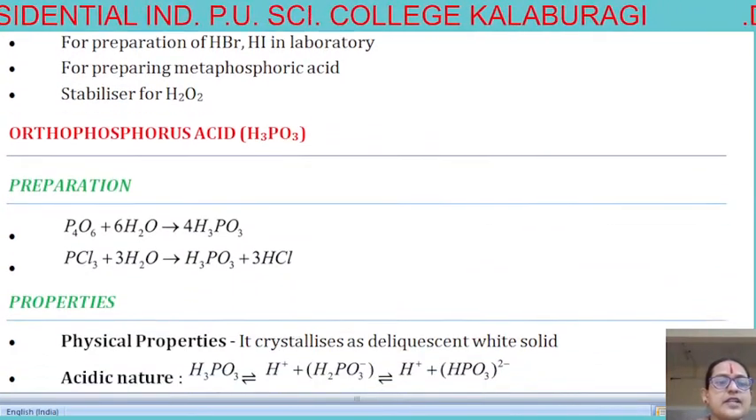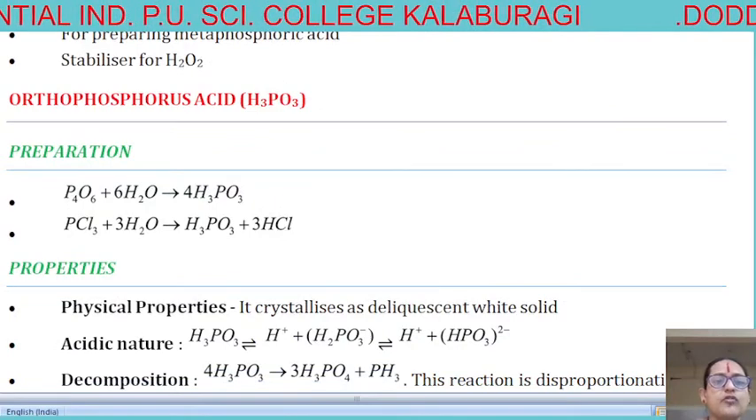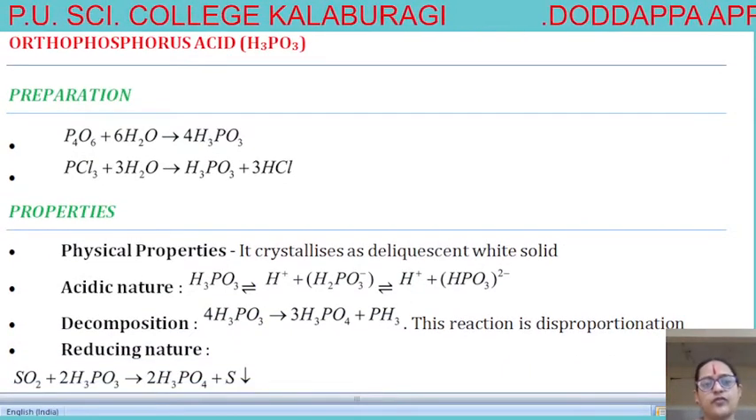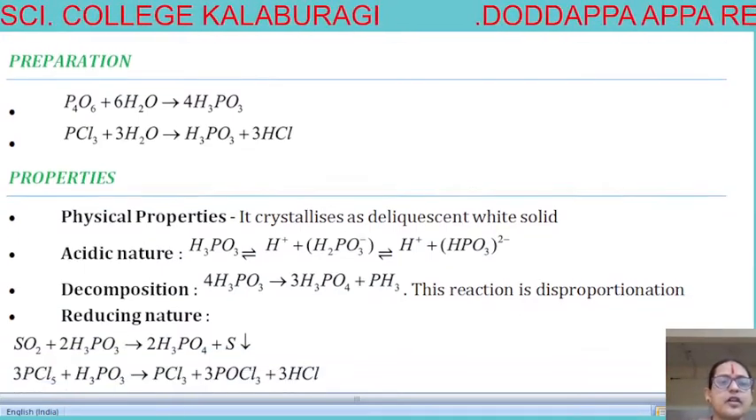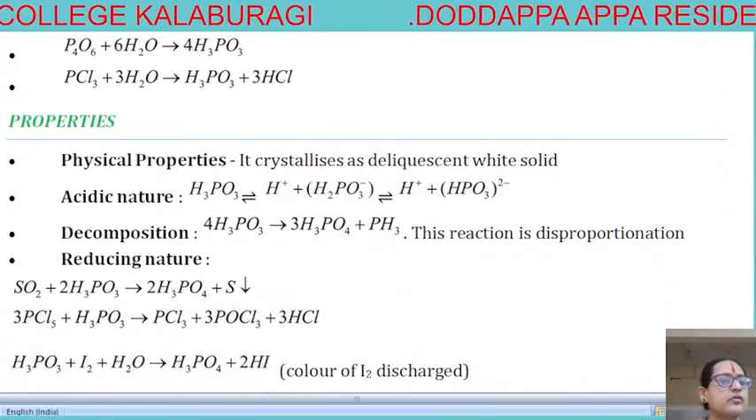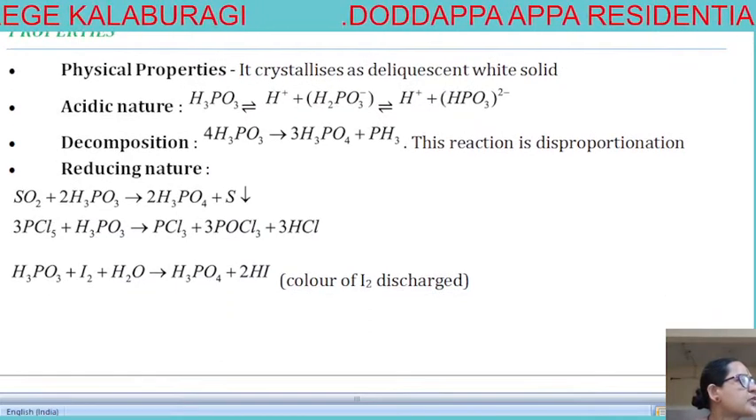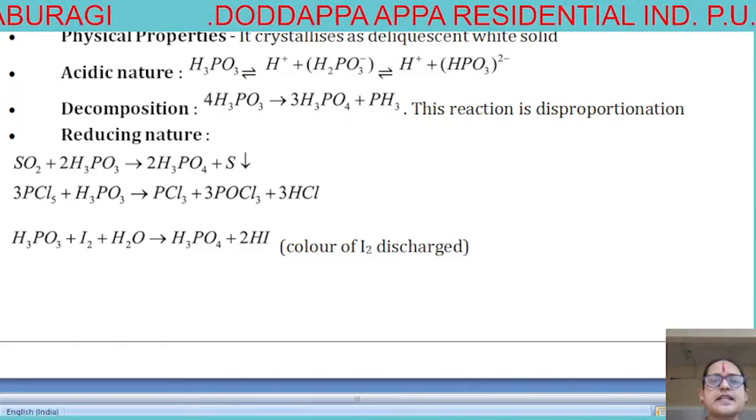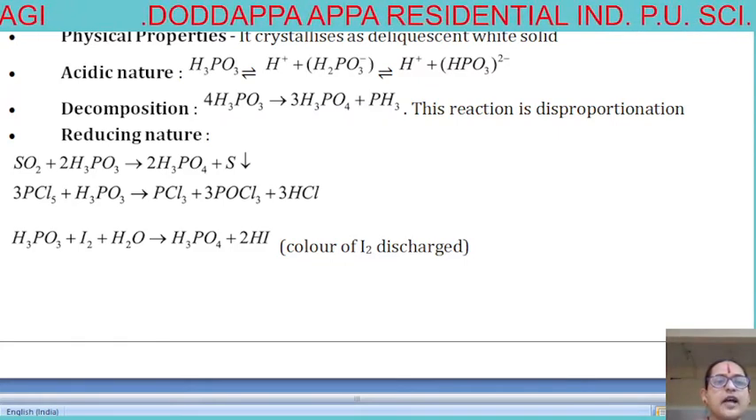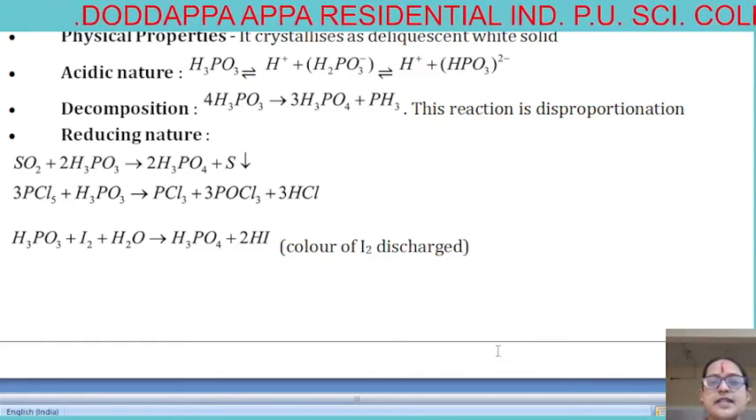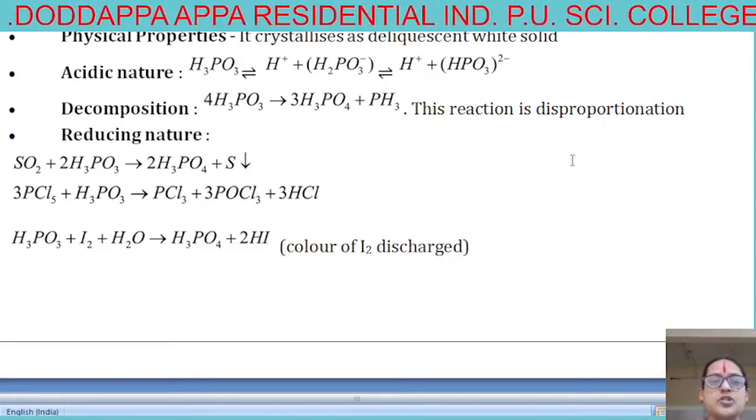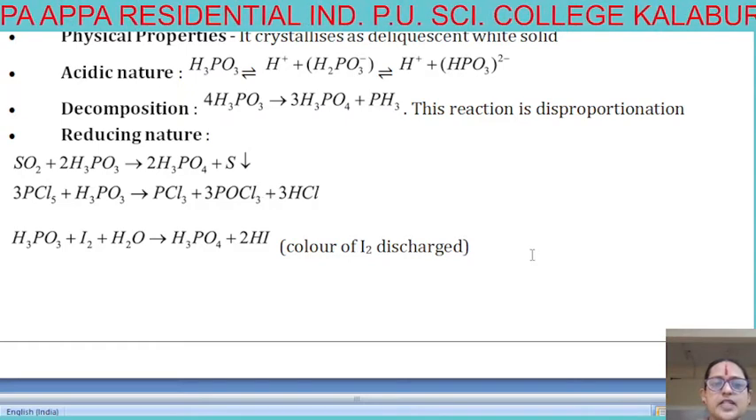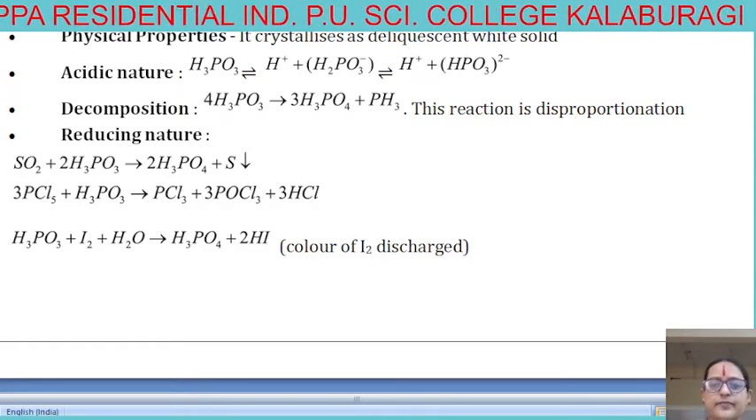Then the next compound we have to study is orthophosphorus acid. Its preparation is from phosphorus pentoxide and water, or phosphorus trichloride and water. Next we have to study its properties. Physical properties: it crystallizes as a deliquescent white solid. Acidic nature, decomposition it has. This reaction is a disproportionation. Reducing nature: sulfur dioxide reacts with orthophosphorus acid.